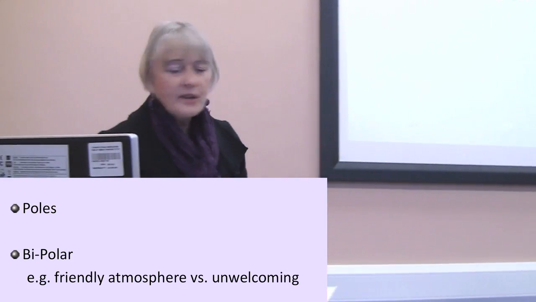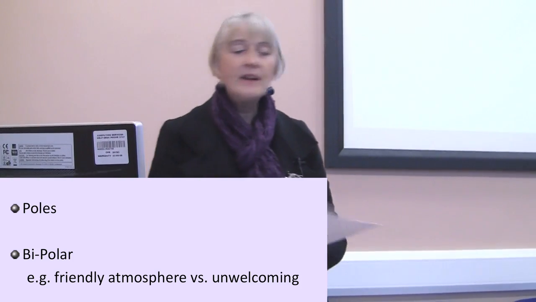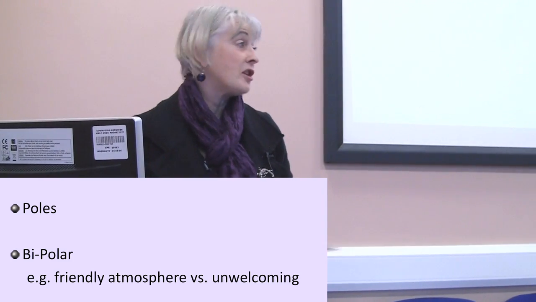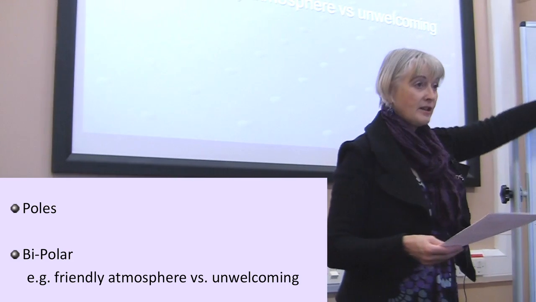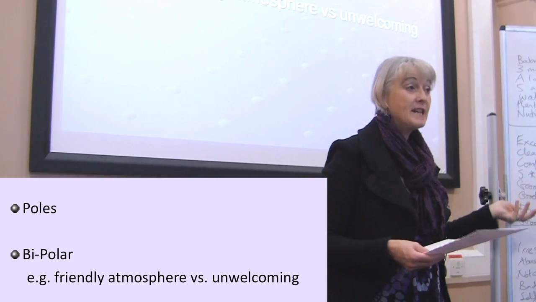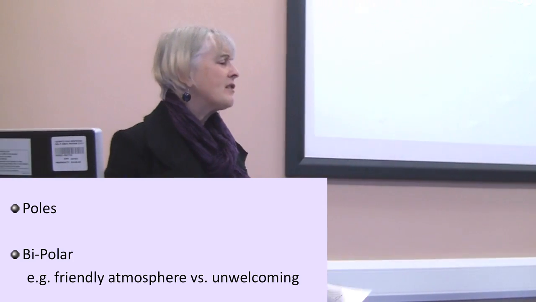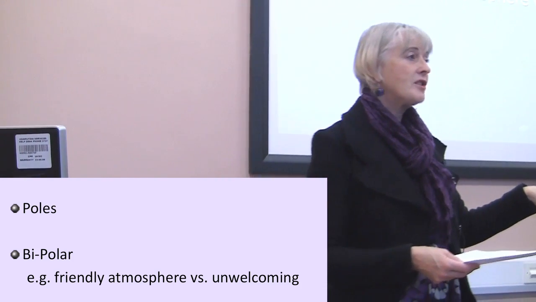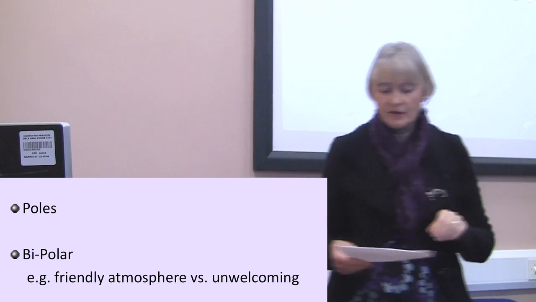So constructs are always bipolar. They have two poles. For example, having a friendly atmosphere versus being unwelcoming. That is a construct. All these things that you've come up with here are constructs, and they are all personal to the person who volunteered them. There's a fair degree of overlap here, quite a lot of similarity in some of the constructs, but they're not identical. The dimension of meaning is slightly different for each person.